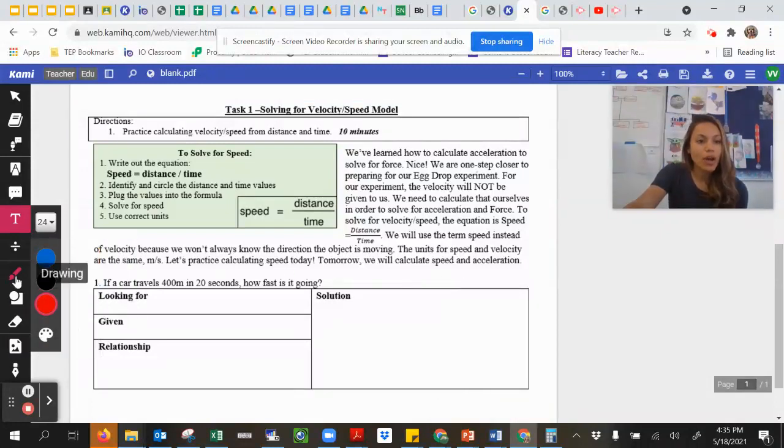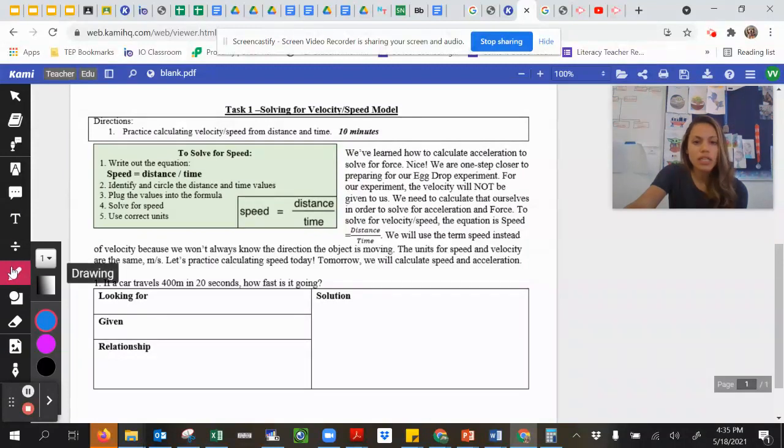So let's move on. What are we looking for here? For example, here's number one. If a car travels 400 meters in 20 seconds, how fast is it going? Ooh, how fast is it going? So if we say how fast, keyword fast, what are we looking for? We are solving for speed. Let's write speed. If you want to write velocity, we don't know the direction it's going, so speed is the more accurate term here.